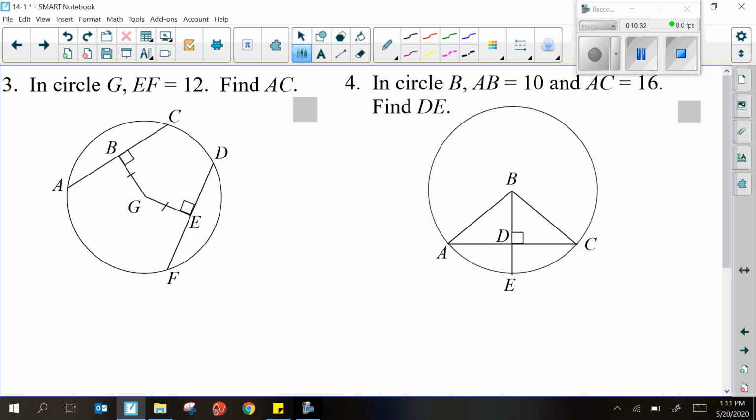Okay, next. We have in circle G, EF is 12 and find AC. So EF is 12, so this is 12 right here. And we're looking to find AC. We're looking to find all of this right here, that whole segment. All right, because DF and AC are equidistant, that means that FD is being bisected, so this is also 12. That means the whole thing is 24 and they are congruent, so AC is also 24.